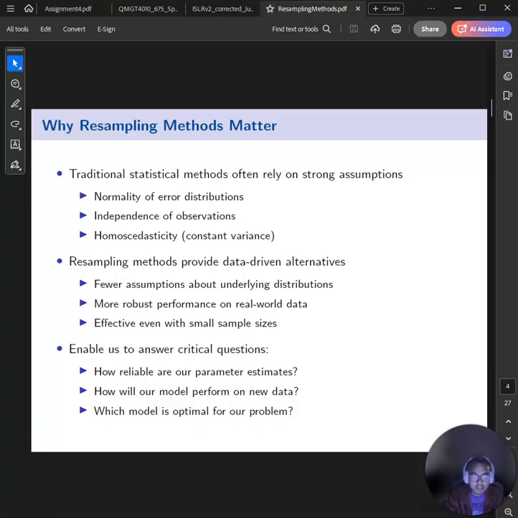And this is where resampling methods shine. They provide data-driven alternatives that make fewer assumptions about the underlying distributions. They are more robust when working with real-world data, and they can be effective even with small sample sizes. Resampling methods help us understand critical questions like how reliable our parameter estimates are, how well our model will perform on new data, and which model is optimal for our specific problem. By using the data itself to assess uncertainty and performance, we get more realistic evaluations of our model.